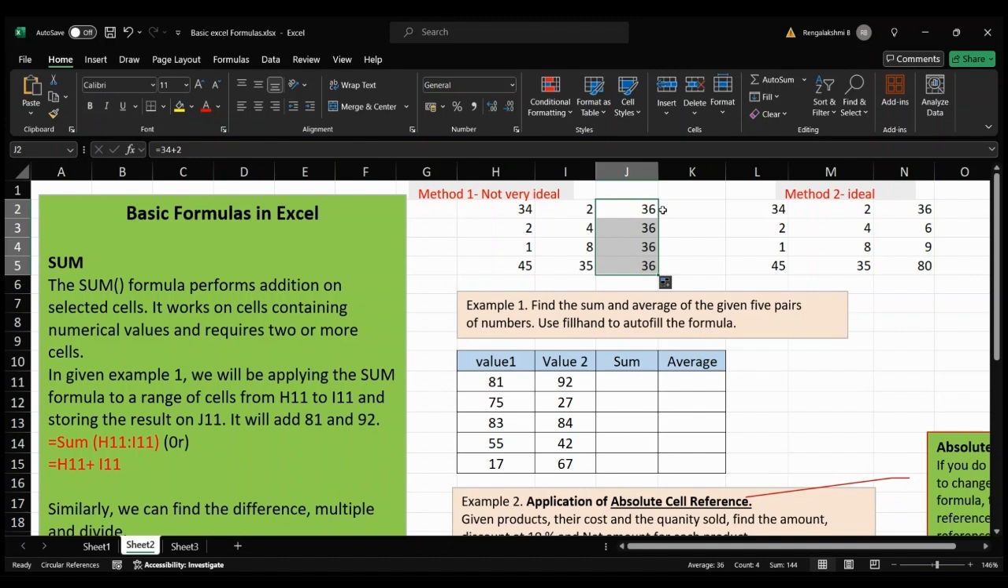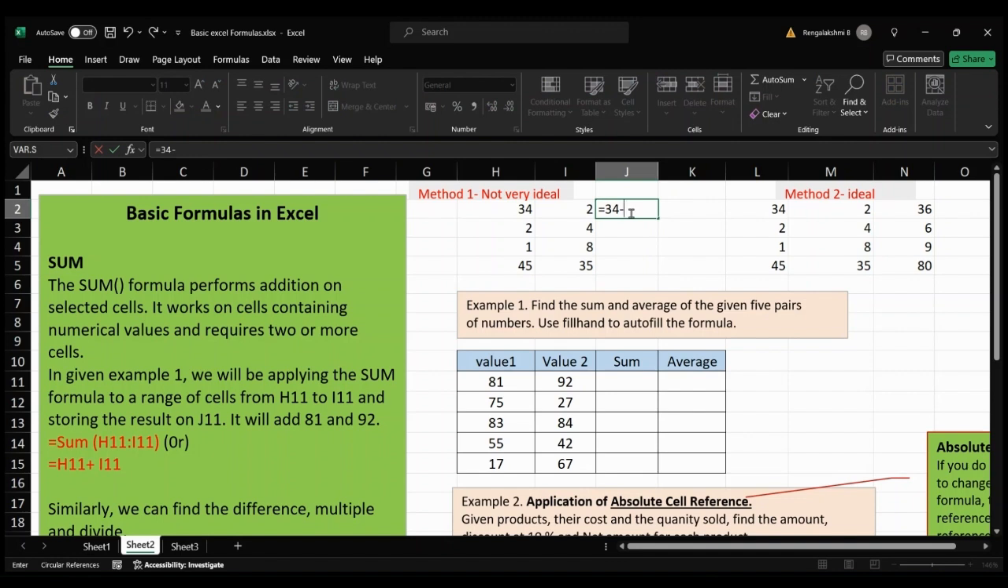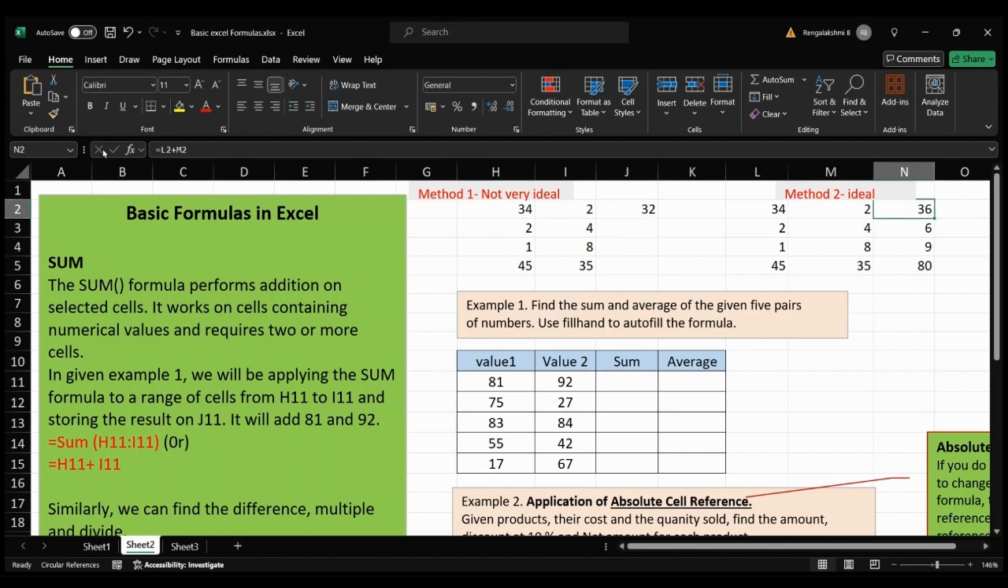Okay. So now we'll see how to do subtraction. Here also we can do 34 minus 2. We'll be writing is equal to 34 minus 2. By this method also we can do it, but it will not get autofilled. Now in this method we are giving cell reference. So here L2 minus M2. So here we are getting the answer as 32. 34 minus 2 is 32.